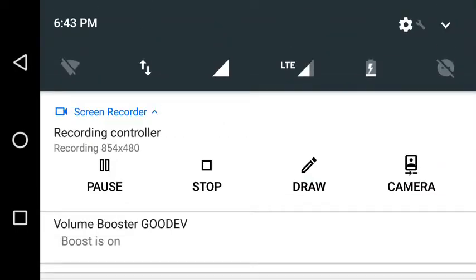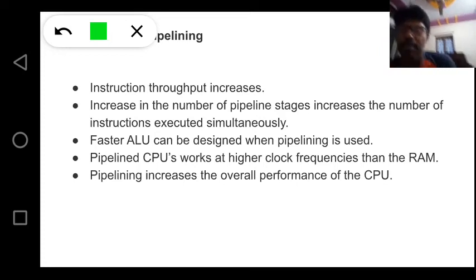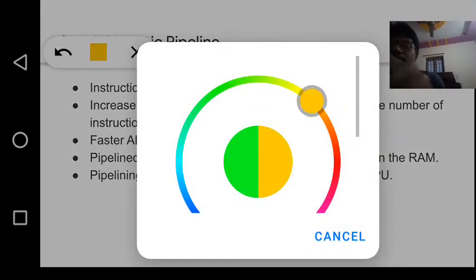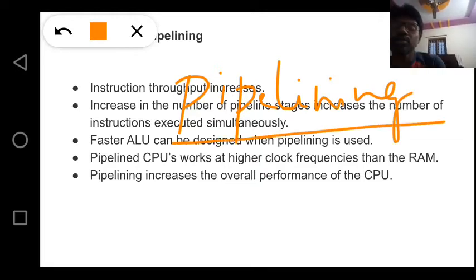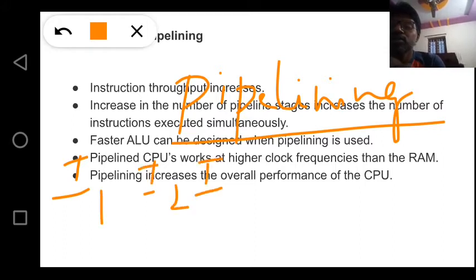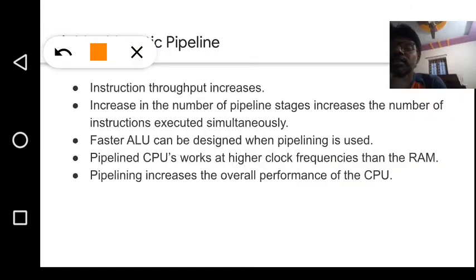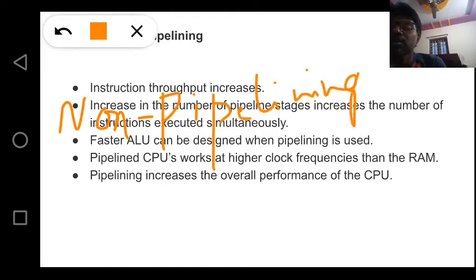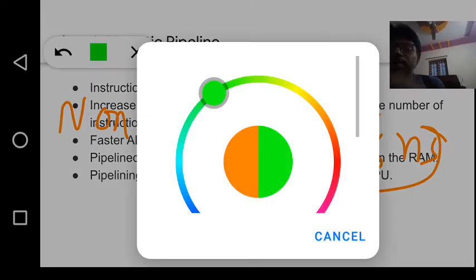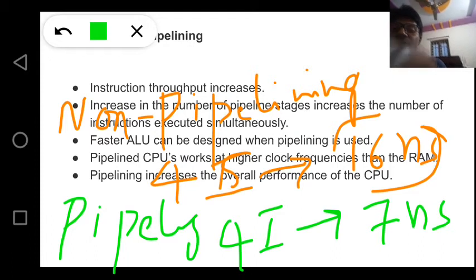But what happens if you implement pipelining? For executing I1, I2, I3 and I4, four instructions, it takes 7 nanoseconds. See, if you follow non-pipelining, for executing 4 instructions it takes 16 nanoseconds, but if you implement pipelining, for executing 4 instructions it takes 7 nanoseconds.